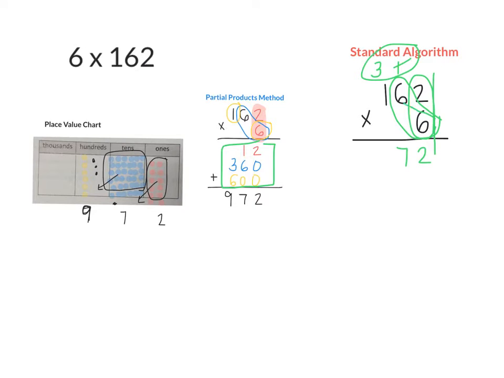And I think 6 copies of 100 is how many hundreds? 6 hundreds, but I had 3 extra hundreds, so altogether how many hundreds do I have? 9. So you can see that the standard algorithm is the same as the partial products. We're thinking about those 3 different partial products, but we're doing the regrouping at the same time. See how that works? Okay, good.